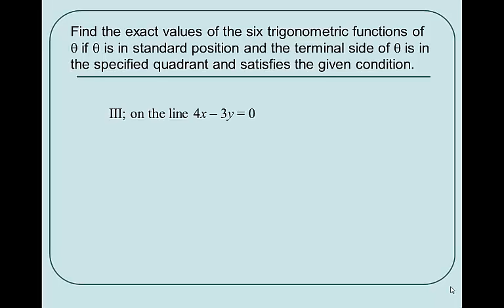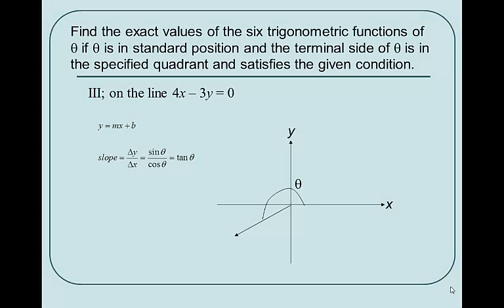It's on the line 4x minus 3y equals 0. So what can we extract out of that? Well, we can solve that equation for y. That'll put it into slope-intercept form. And if we have that, we have the slope. If we have the slope, we have the tangent. And if we have the tangent, we are off to the races. So I've drawn it down there in quadrant 3. I want to get that 4x minus 3y into y equals mx plus b form, slope-intercept form, because slope is the change in y over the change in x. It's sine over cosine. It's tangent. Solve for y, grab your slope, you have your tangent.